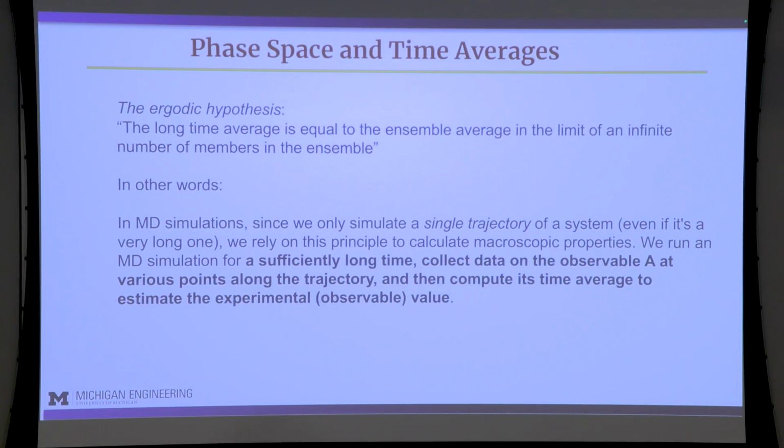And so, in other words, in MD simulation, since we only simulate a single trajectory, right, of a system, we rely on this principle to calculate the macroscopic property. So we run an MD simulation for a long time, collect data on A, whatever property it is, at various points along the trajectory, and then compute the time average to estimate the experimental value. Okay? This is a little convoluted, but it is an important principle that we leverage when we run MD. So you need to run MD for a sufficiently long time.